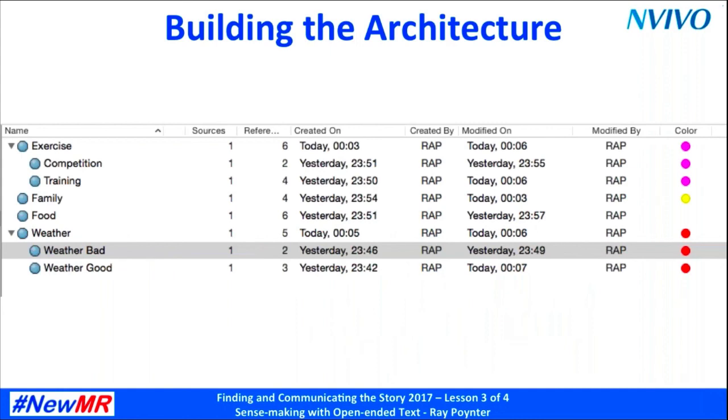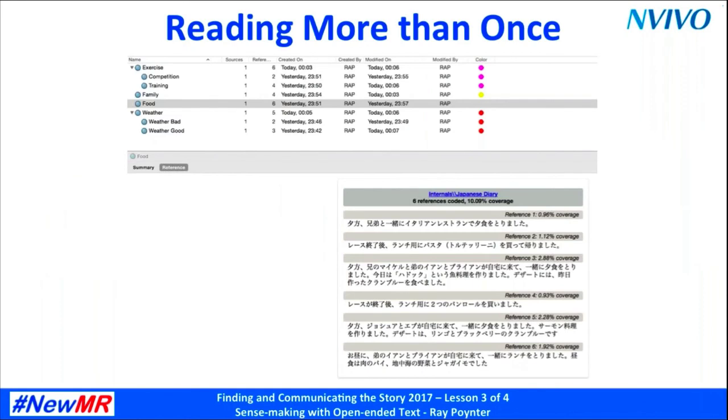I've got exercise, which I'm breaking into competition. So this is actually my diary, so race days and events. And training days. There's a lot about family and there's a lot about food. I can use color coding, and then we can go into that. Now, if you use these sorts of tools, you are going to read all of the text more than once. You read it once to code it. And then you start looking at your codes and diving back into the data to say, now, what is in common? Should I break these codes up?